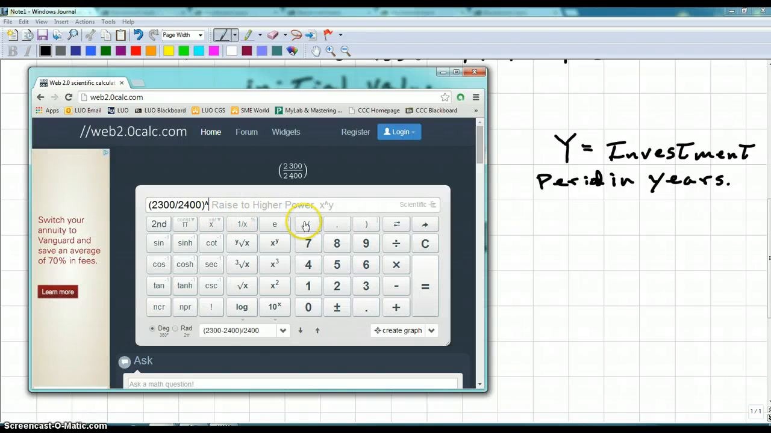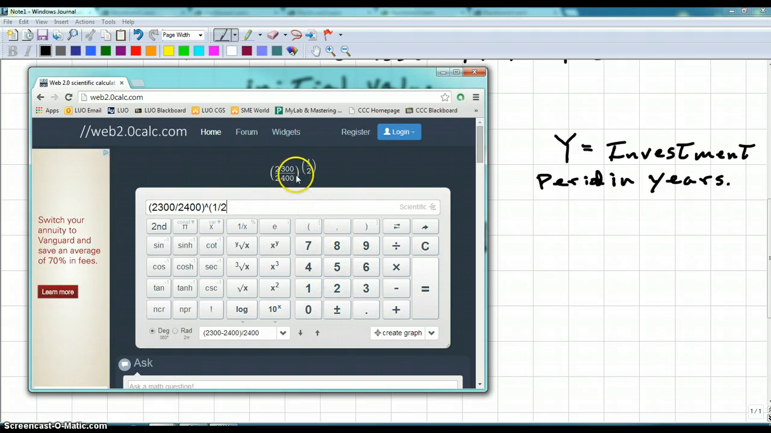Once again, I'm going to open parentheses because this is a fractional exponent. And I will type in 1 divided by 2. Once again, you'll notice that this is exactly what's written on the paper. I'm going to close the parentheses, and now I'm going to subtract 1 from that. Subtract 1. And you'll see that it's down here.